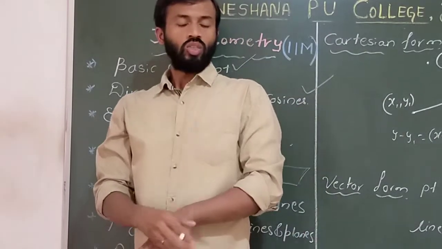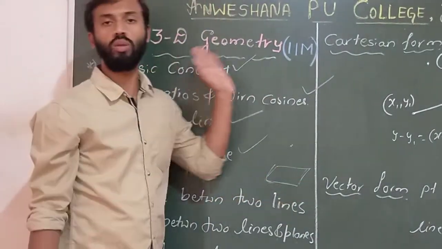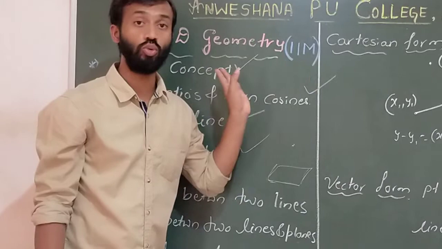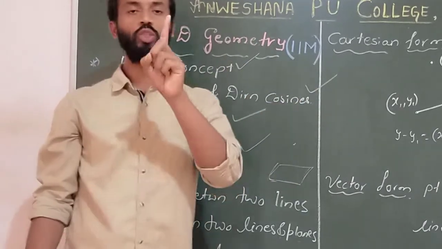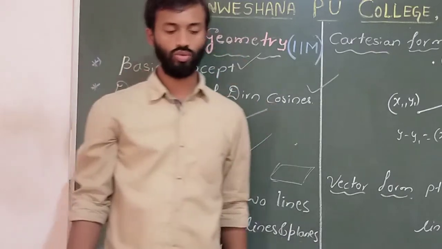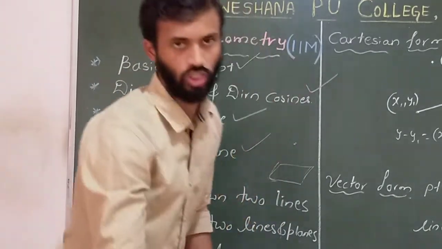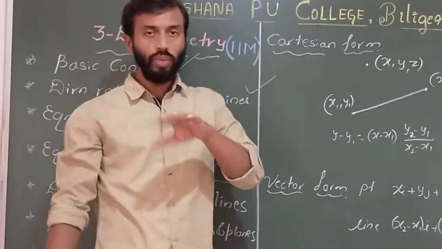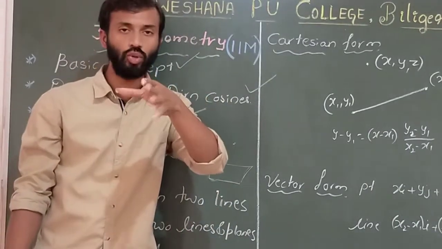I'll let you know which questions are for 1 mark, which are 2 marks, which are 3 marks, and which are 5 marks. There is definitely one compulsory theorem from this chapter every year from the 3D geometry. Now first let me make clear what difference there is between the Cartesian form and the vector form.